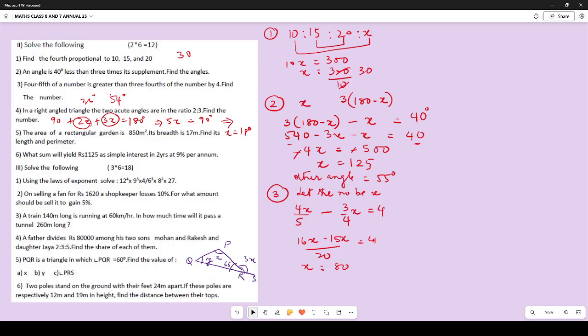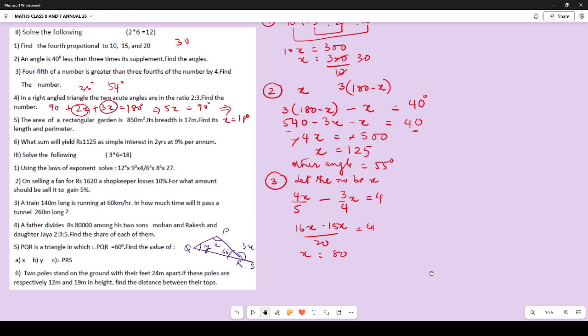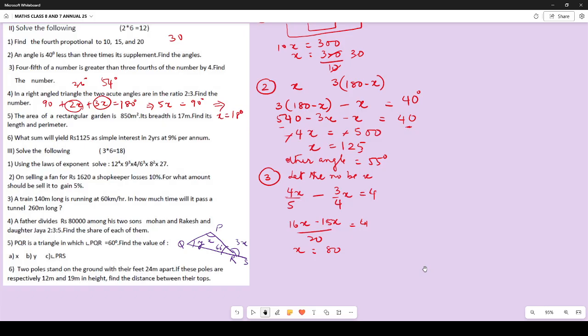Okay. Now let us move on to question number 5. The area of a rectangular garden is 850 meters. Let me just shift it a little bit so that we can get some space. Area of the rectangular garden is 850 square meters. So this is question number 5. Area is equal to 850 square meters. Breadth is 17 meters. Find the length.